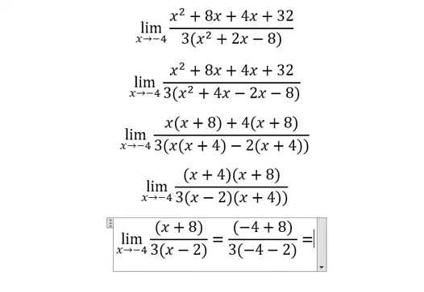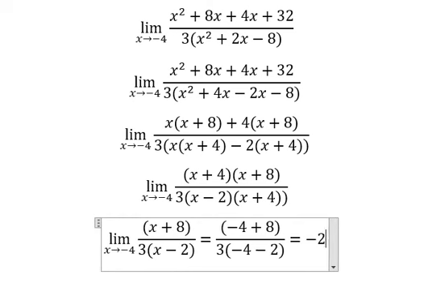And now we have the final answer. And that is about negative number 2 over 9.